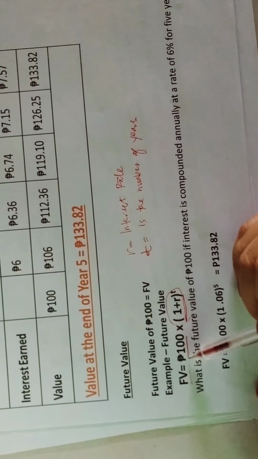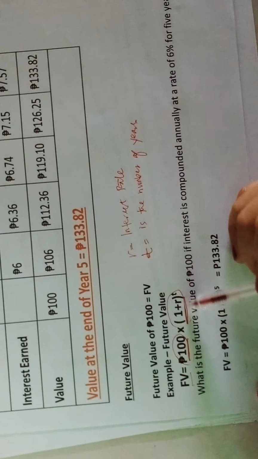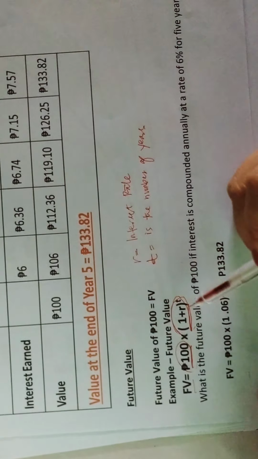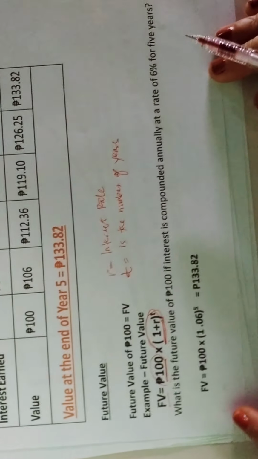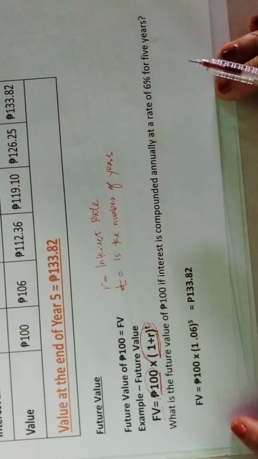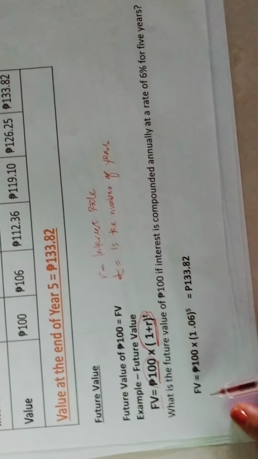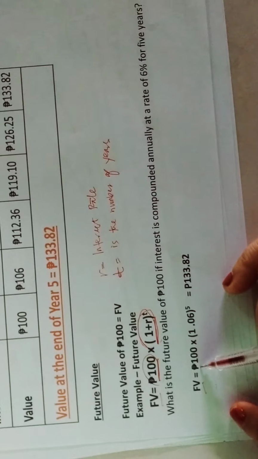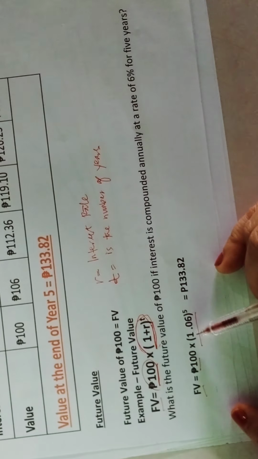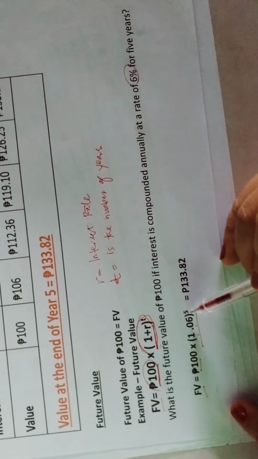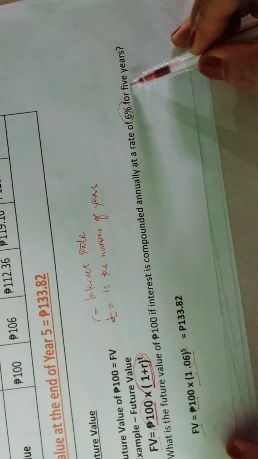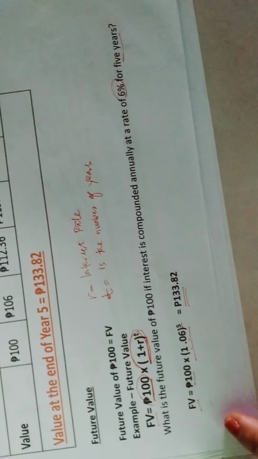So future value is the value of our money today multiplied, if it is compounded interest, by 1 plus r to the power of t, where r is the interest rate and t is the number of years. What is the future value of 100 if interest is compounded annually at the rate of 6% for 5 years? Your future value is 100 times (1 plus 0.06, which is 6%) to the power of 5, because it is 5 years, and that is equal to 133.82.